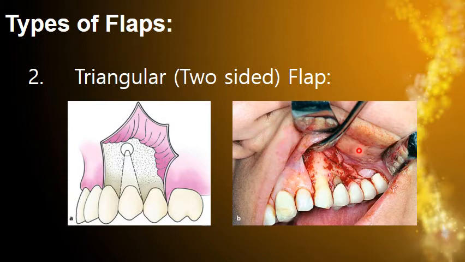It is easily modified if I want to enlarge this, to convert this flap into a three-sided flap. I only put one releasing incision in here and voila, it is transformed into a trapezoidal or three-sided flap. The disadvantage of this flap is limited access to long roots. Tension is created when the flap is held with a retractor. As we see here, I see tension in the tissue, in the flap tissue. And it may also cause a defect in the attached gingiva.